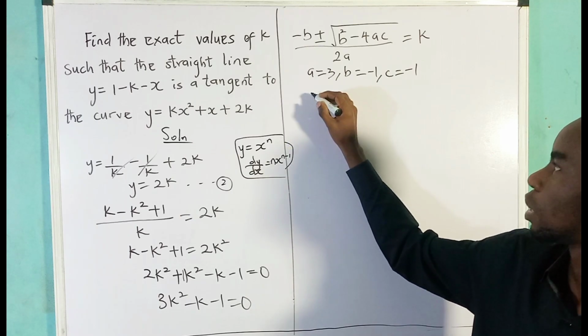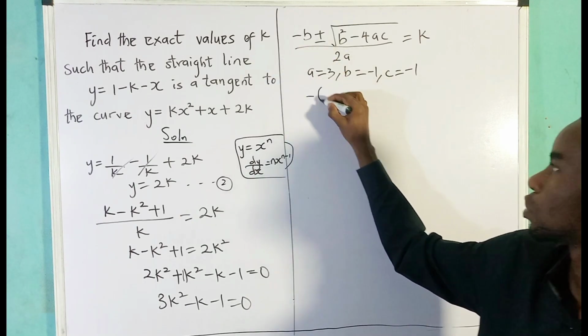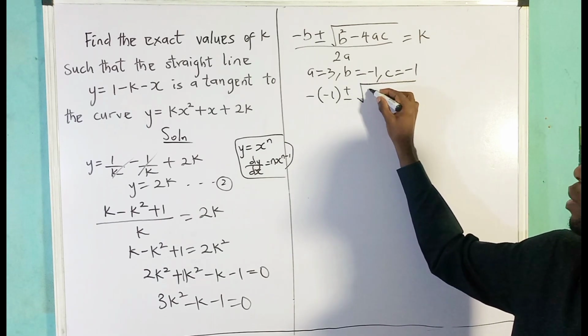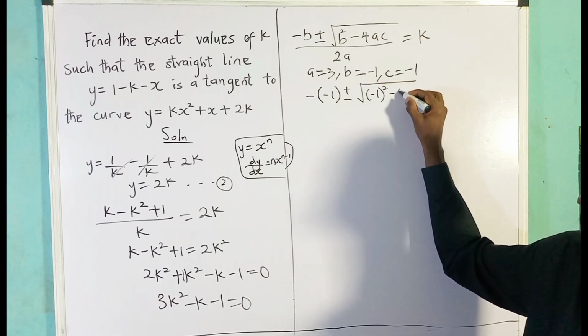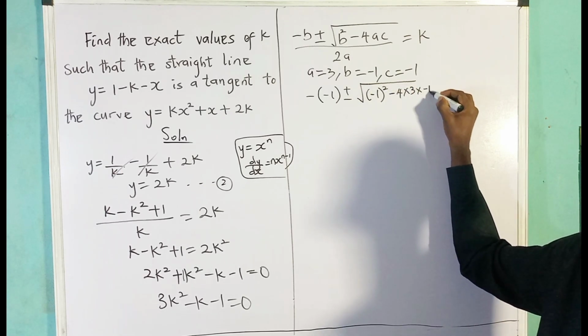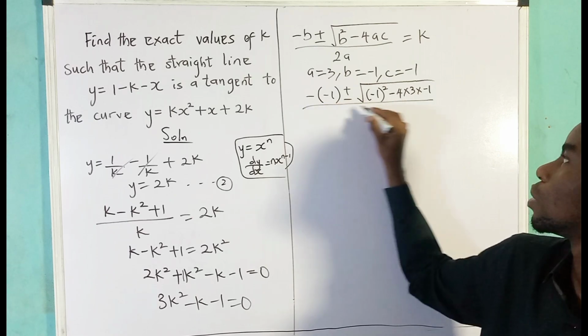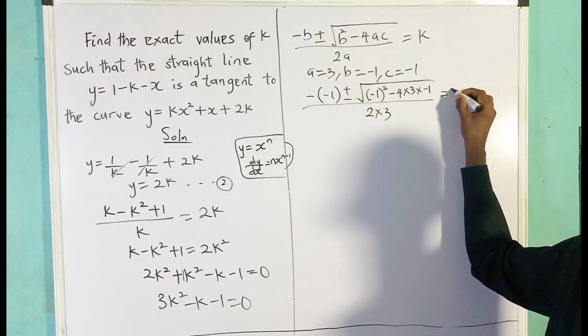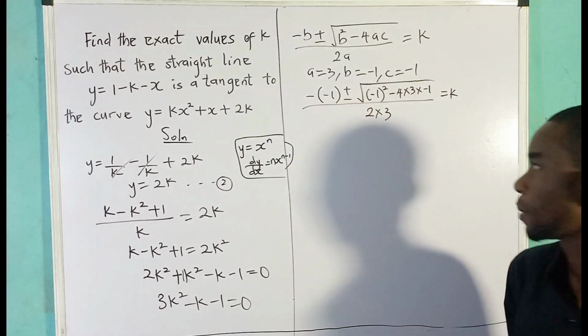Now this can be written as minus b, which is minus 1, plus minus the square root of b squared, minus 1 square, minus 4 times a, which is 3, times c, which is minus 1, over 2a, 2 times 3. And everything here is equals to k. You can either write it here or write it here.